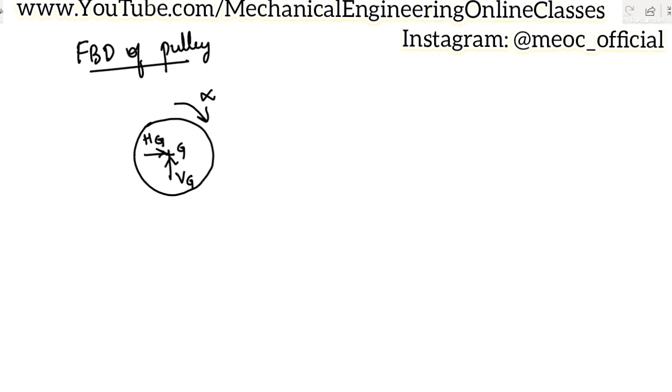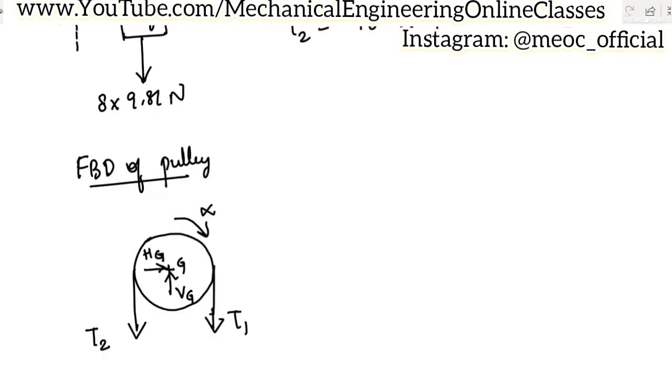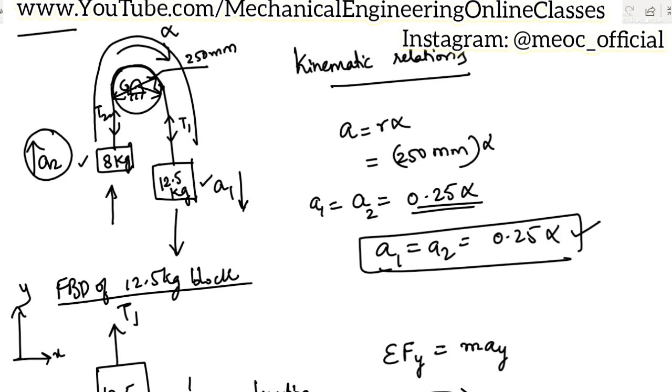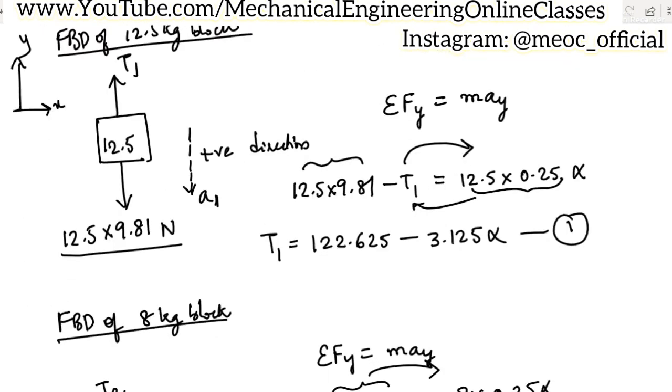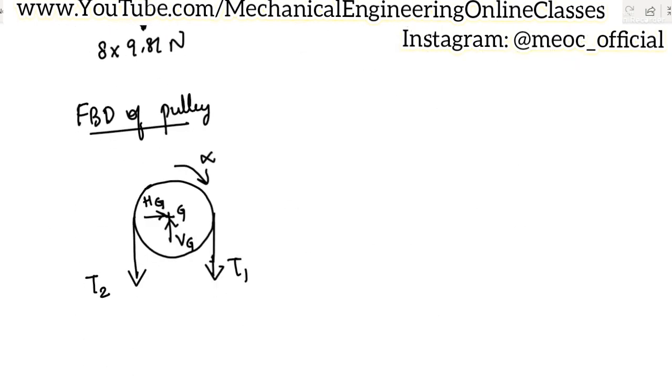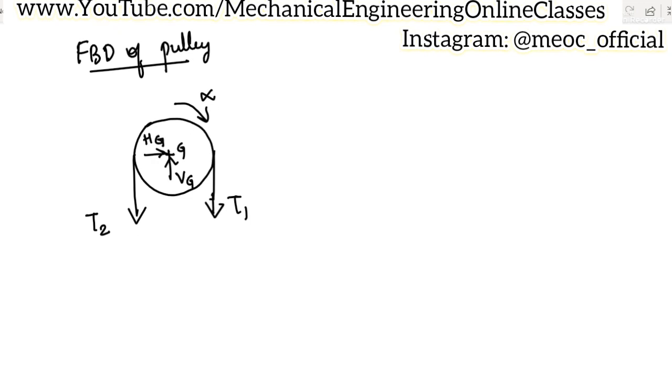Now this is also subjected to tension. The 8 kg block is on the LHS side, then the 12.5 kg block is on the right side. So when we are considering the FBD of the pulley, the tension that is acting on the rope will be again away from the object under consideration. So this is T2 and this is T1. We have taken T1 on the side of 12.5 kg, T2 on the side of 8 kg. So the same nomenclature is used. So this is the FBD of the pulley.